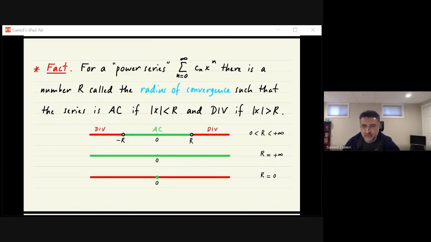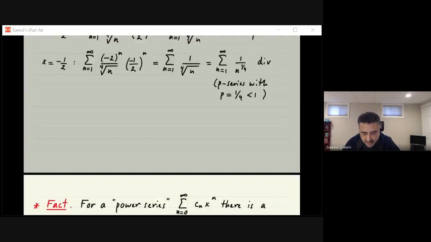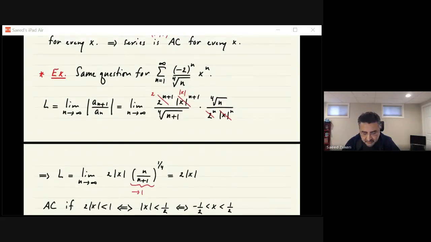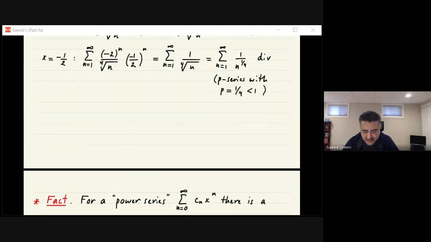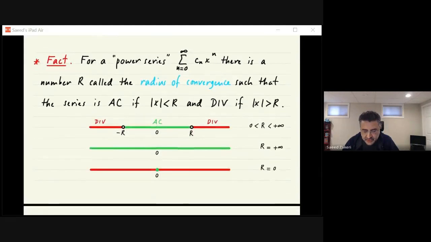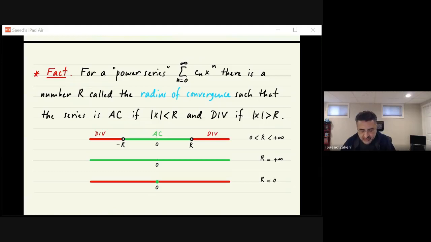The series will be absolutely convergent everywhere. This is like my first example here. This example, you remember this example? It was L was 0, independent of x, so the series was absolutely convergent for every x. That's the extreme case where you have convergence everywhere. So in terms of this radius of convergence terminology, you can think of it as the case where the radius of convergence is infinity. So the green will cover the entire real line.